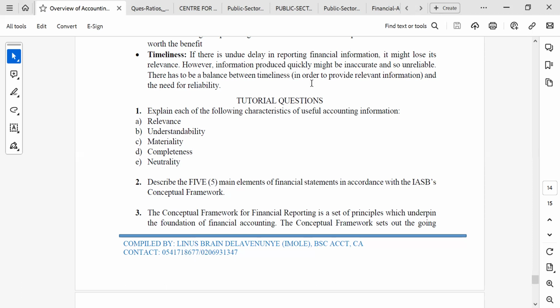Okay, that is okay. Let's come to materiality. Materiality, this kind of concept actually determines how the misstatement of information in a financial report can affect the users' decision making. Okay, that is cool. Anyone on materiality?